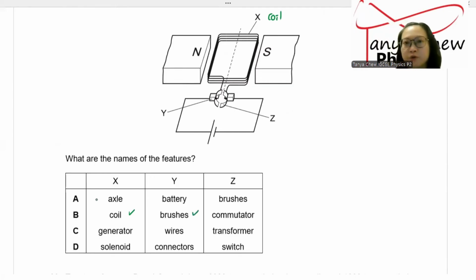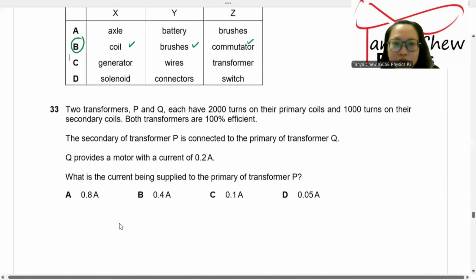Carbon brushes are used as a circuit completer to complete the main circuit between the power supply and the coil. And Z is called the split ring commutator. B is the answer. Question number 33.